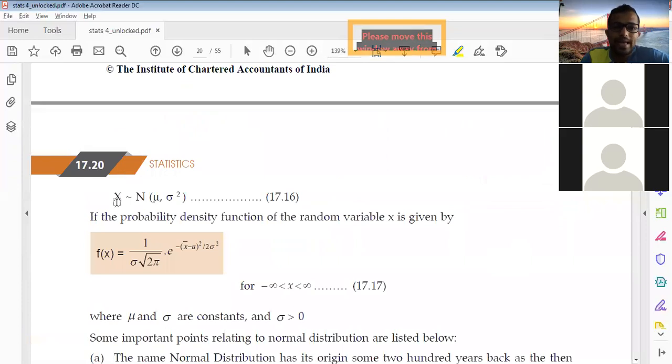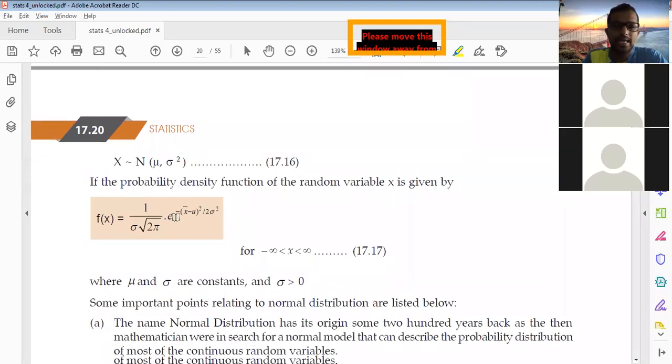This is how we write: x follows N, capital N, because it is normal distribution, mu and sigma square. In binomial, we used to write x follows B, and in the bracket n comma p. In Poisson, we used to write x follows P in the bracket m. Here we will write x follows N, mu comma sigma square. Not important, that's why I'm not underlining it.